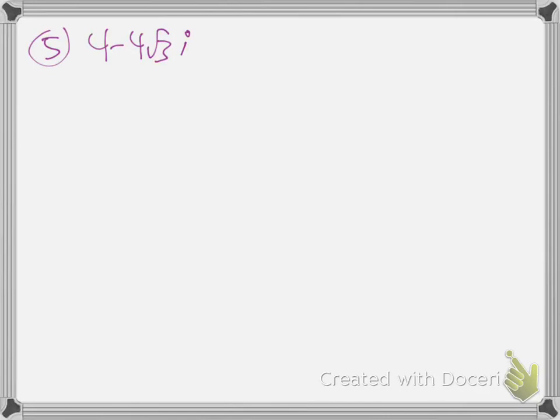Okay, so let's try that one. 4 minus 4 root 3i, what do they want you to do? Change to polar form. Change to the other system. That's rectangular form. Real, imaginary: over 4, down 4 root 3i. Can you tell me right now what quadrant it's in? Fourth. It's going to the fourth, yeah. Can you all just picture that? It's right and down, isn't it?